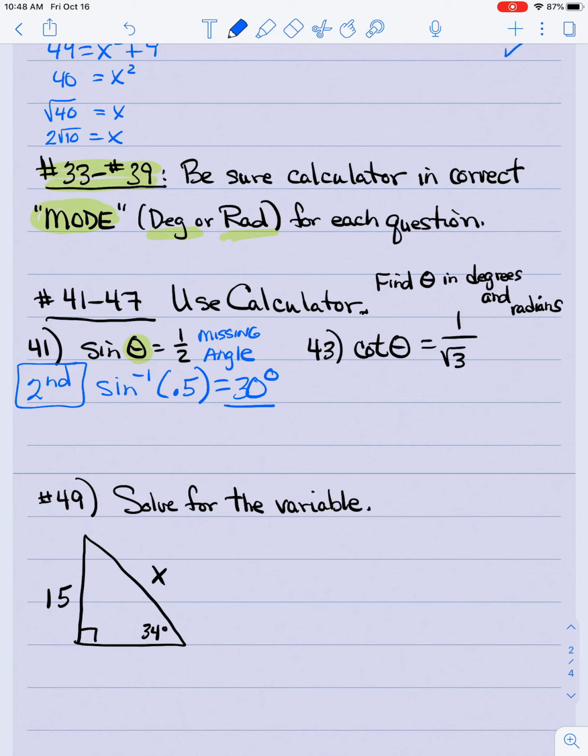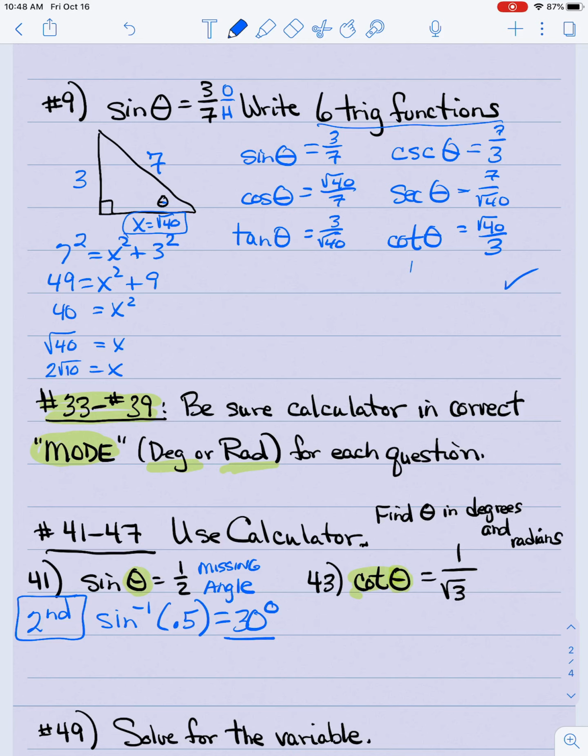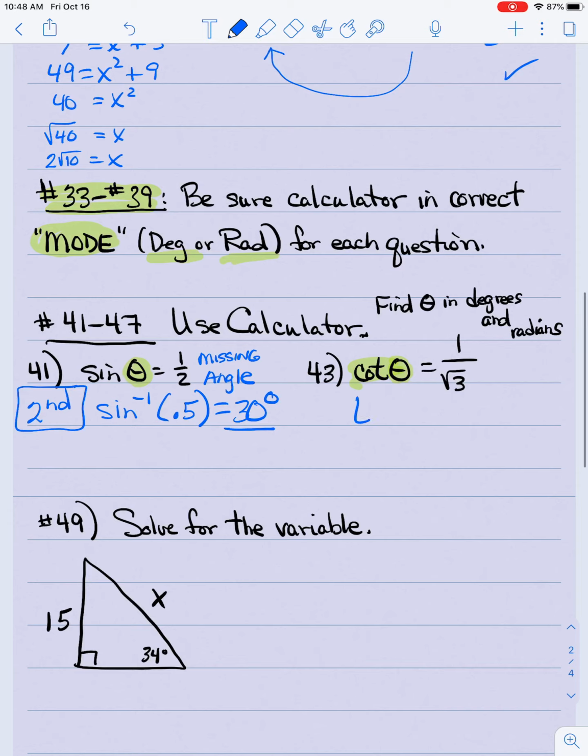Okay? Now, cotangent. This one makes you nervous because, oh, I have to find the angle, and there's no cotangent button on my calculator. But from previously, up here at the top, we know cotangent is just the reciprocal of the tangent. So if we rewrite this problem as the tan of theta and then do the reciprocal, so square root of 3 over 1, or just square root of 3, then we can find theta by doing second tan of square root of 3. Okay, and if you do that, you should get 60 degrees on your calculator.